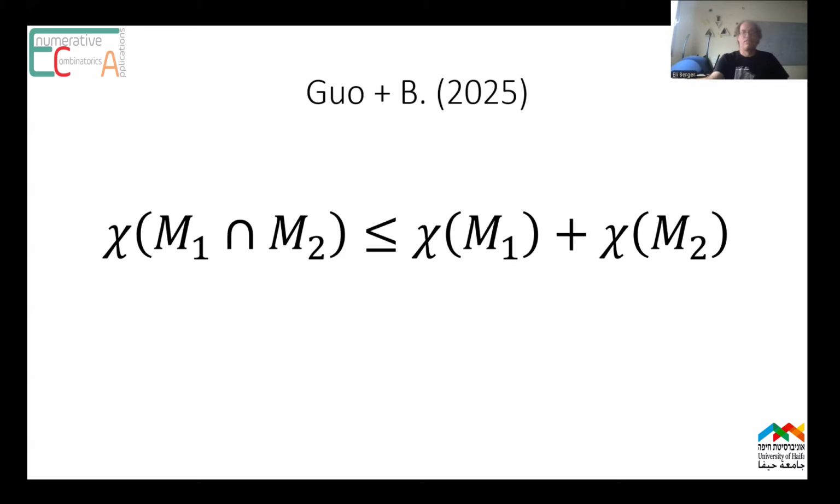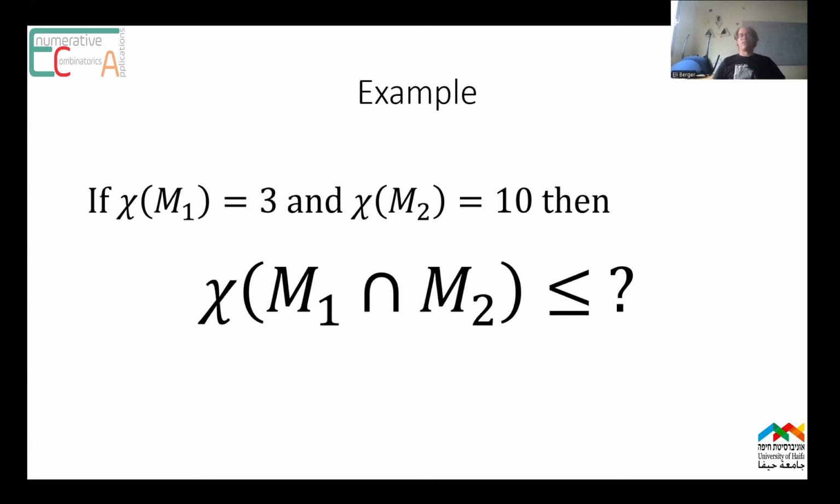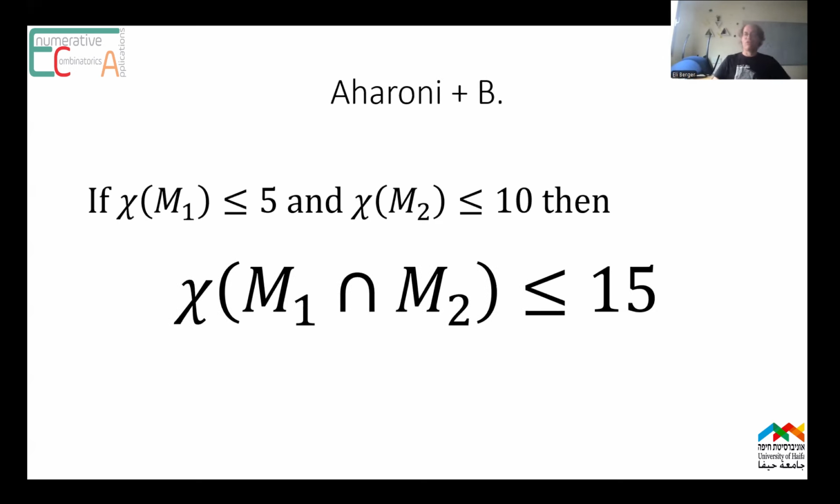Let's give an example so we can see how it improves things. Say we have one matroid where chi is 3 and the other matroid where chi is 10. What can you say about chi of the intersection? So if we just take the result of 2006, then we can say that chi of M1 is less or equal to 5, and 5 divides 10, so chi of the intersection is less or equal to 15.